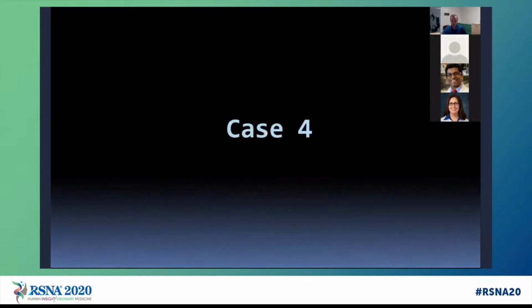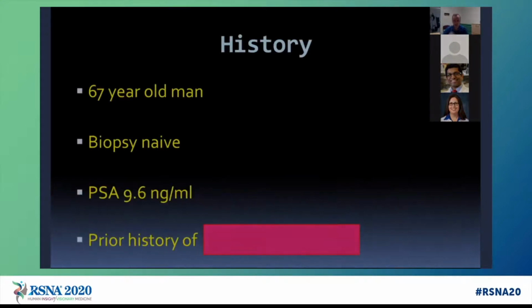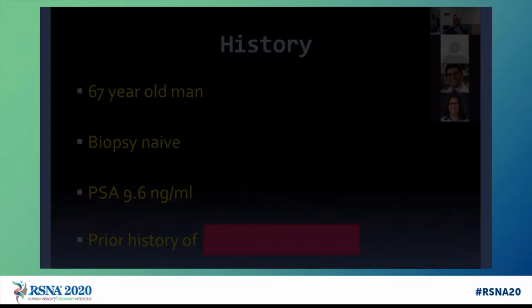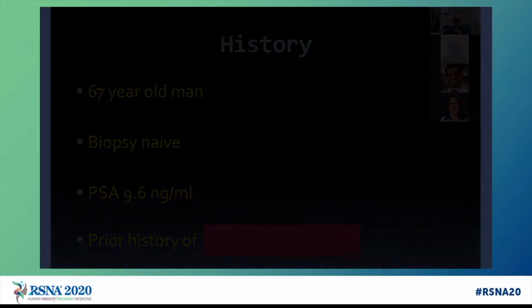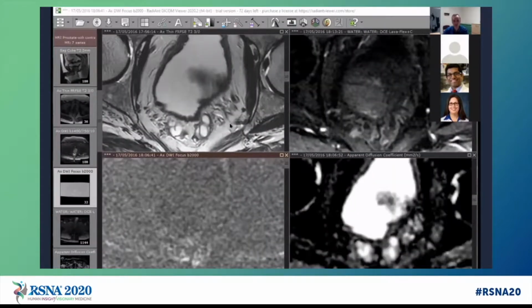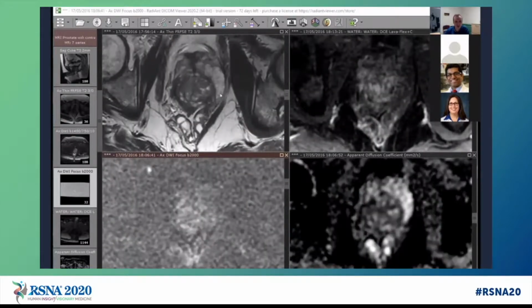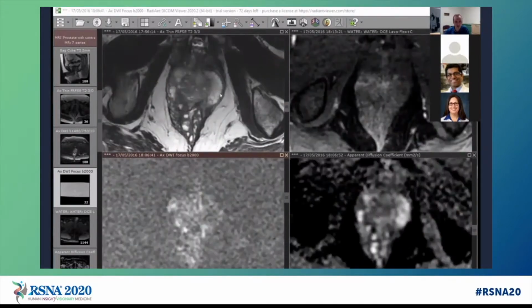Let's go on to the next case. So I'll just briefly give you the history here. You can see, and it will become apparent, that I've redacted some of the history there. But this is a 67-year-old man, biopsy naive, PSA 9.6. So hopefully everyone can see me scrolling through now some MR images.